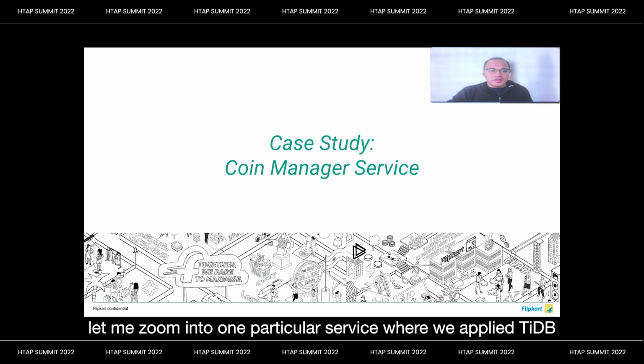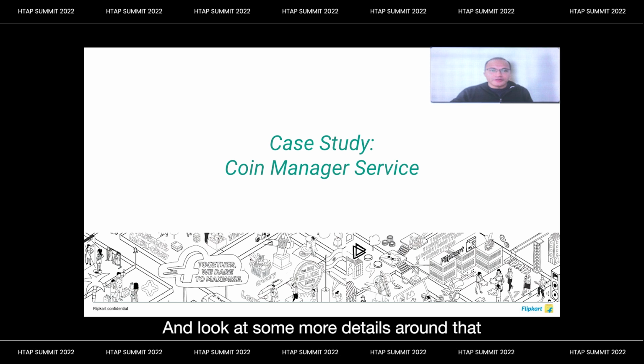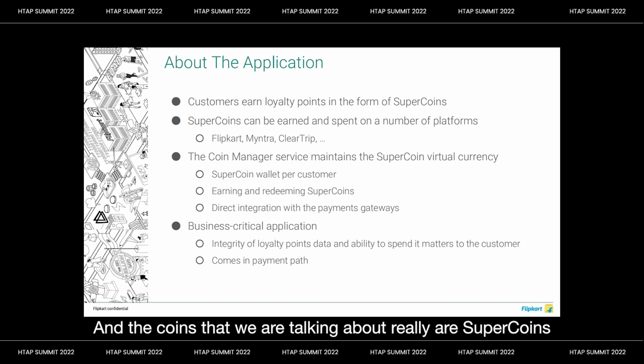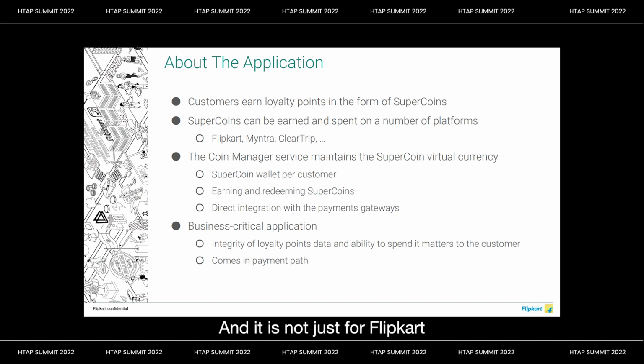Now, with that, let me zoom into one particular service where we applied TiDB and look at some more details around that. So the particular application that I'll be talking about is a coin manager application, what we call coin manager. And the coins that we are talking about really are super coins, which are the loyalty points that customers earn on Flipkart. And it is not just for Flipkart. These super coins can actually be earned and spent on other partner e-commerce systems, which are also very large e-commerce properties in India, Myntra, ClearTrip.